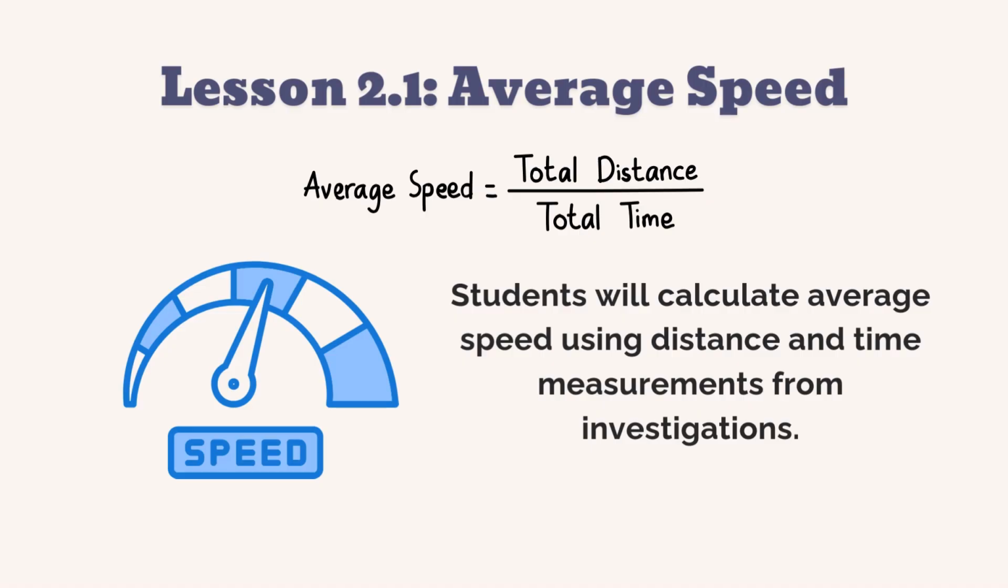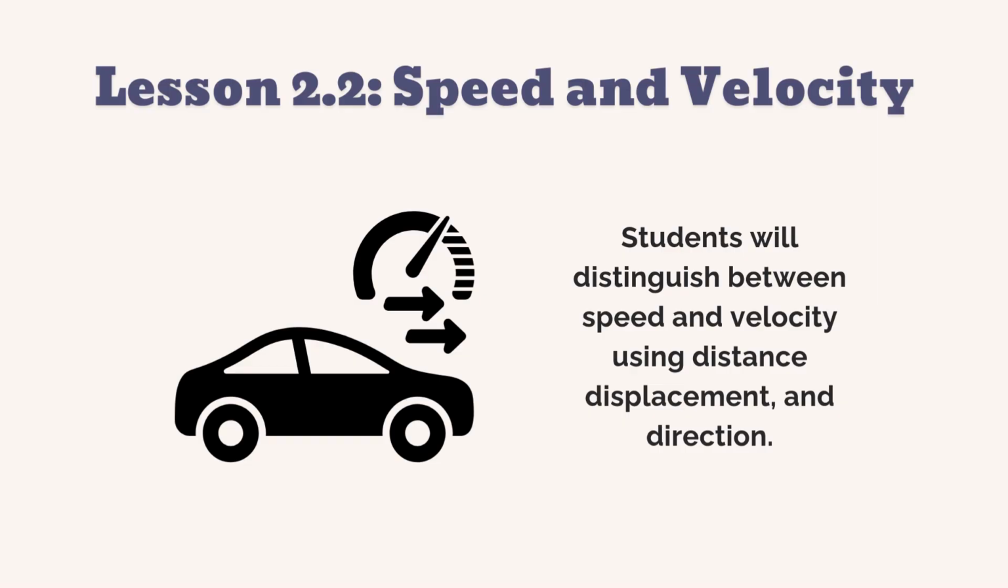In Lesson 2.1, Average Speed, students will calculate average speed using distance and time measurements from investigations. In Lesson 2.2, Speed and Velocity, students will distinguish between speed and velocity using distance, displacement, and direction.